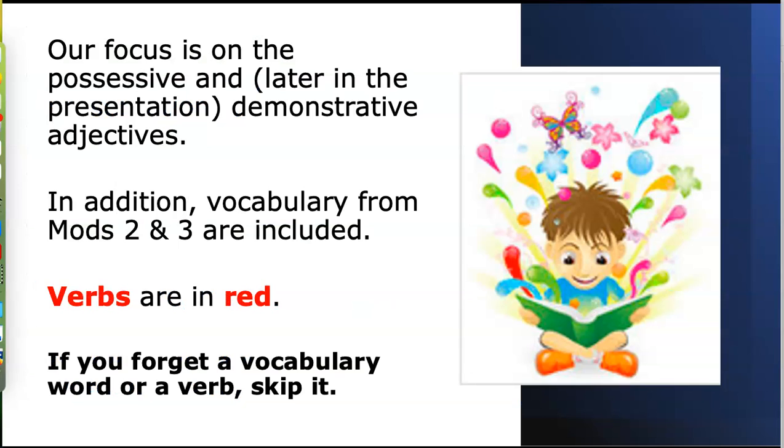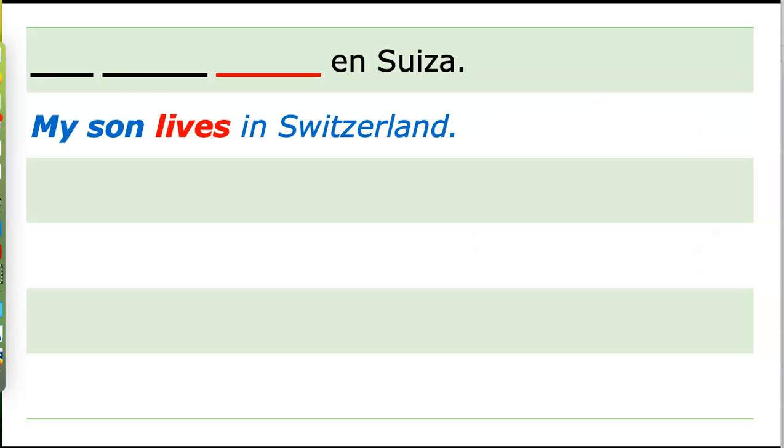Now, in this slide, our focus is on the possessive and later in the presentation, demonstrative adjectives. But just so you know, we're also going to be reviewing vocabulary from modules 2 and 3. And to make it easier on you, verbs are in red. If you forget a vocabulary word or a verb, don't worry about it, just skip it. And I'm going to be providing you hints as to the verbs. I'm going to do the first one for you.